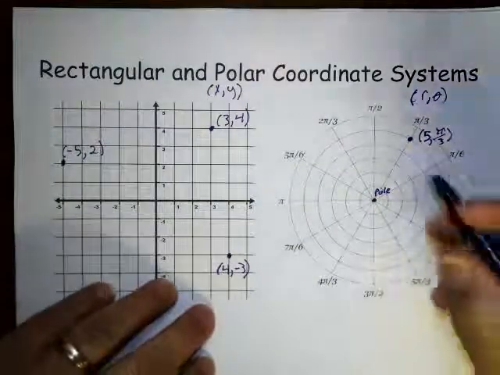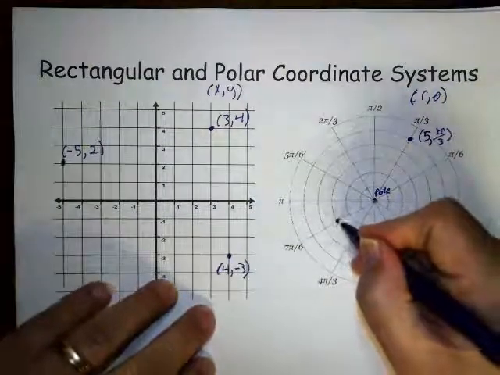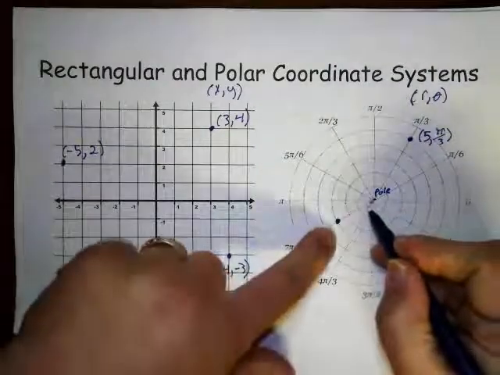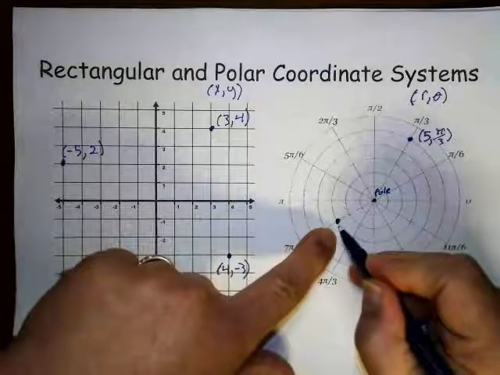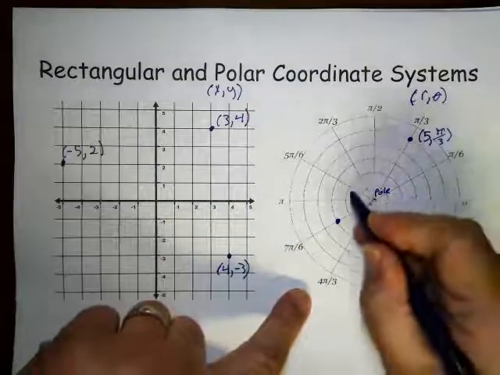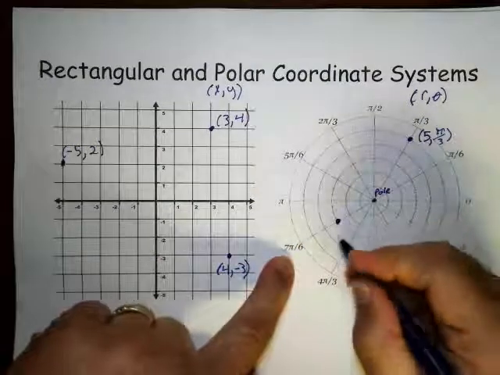Okay, so any point can be designated this way. So this here is 3 units out from the pole, and the angle from here to there is 7 pi over 6.